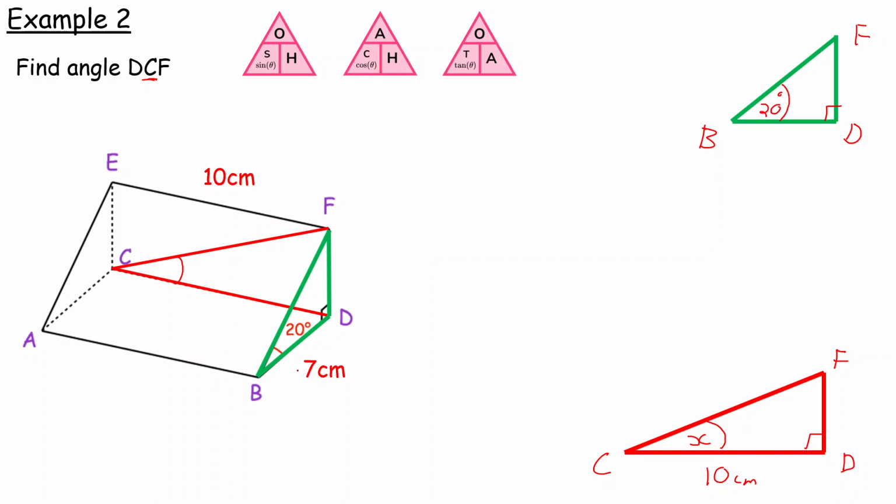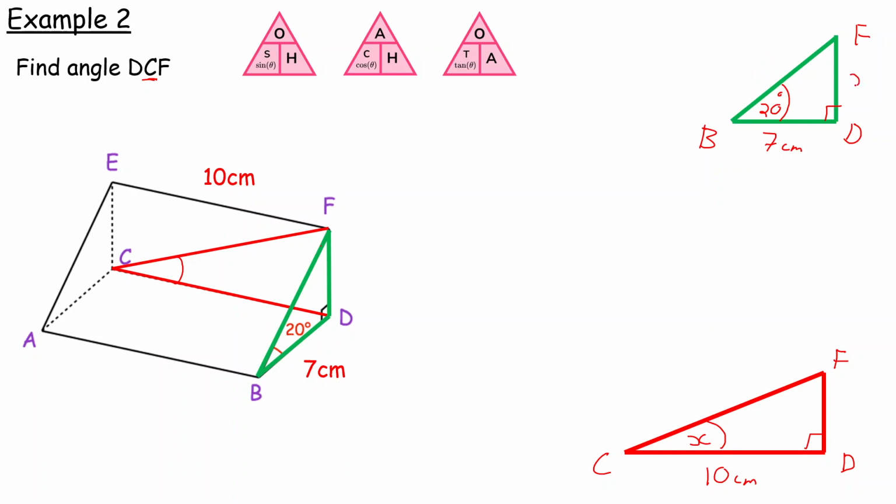I've been given B to D, which is 7 centimeters, which is nice. Okay. And now I've got a choice, right? I could go and find B to F and call this X. Would that be useful? No, not really, because that would be finding this side here, which is not on my red triangle. So that's a bad side to go and get.